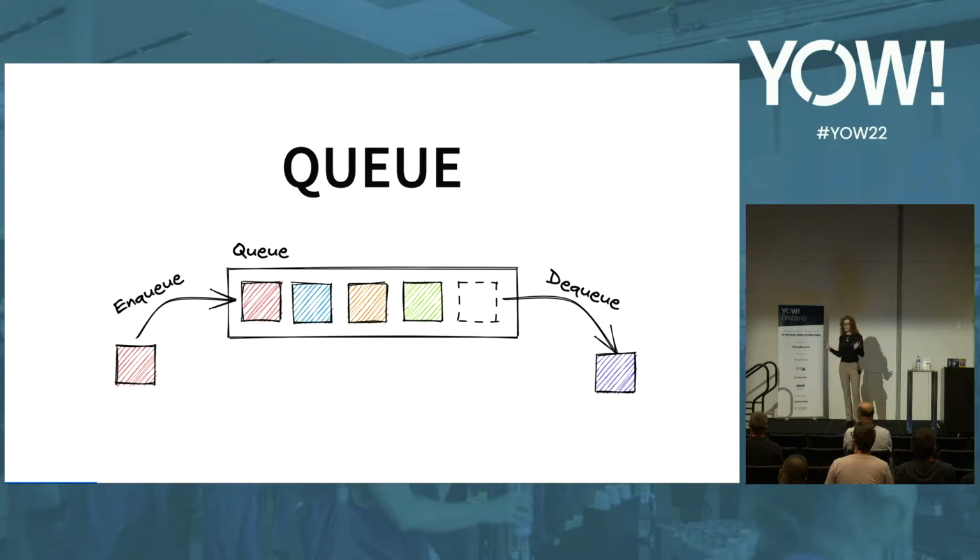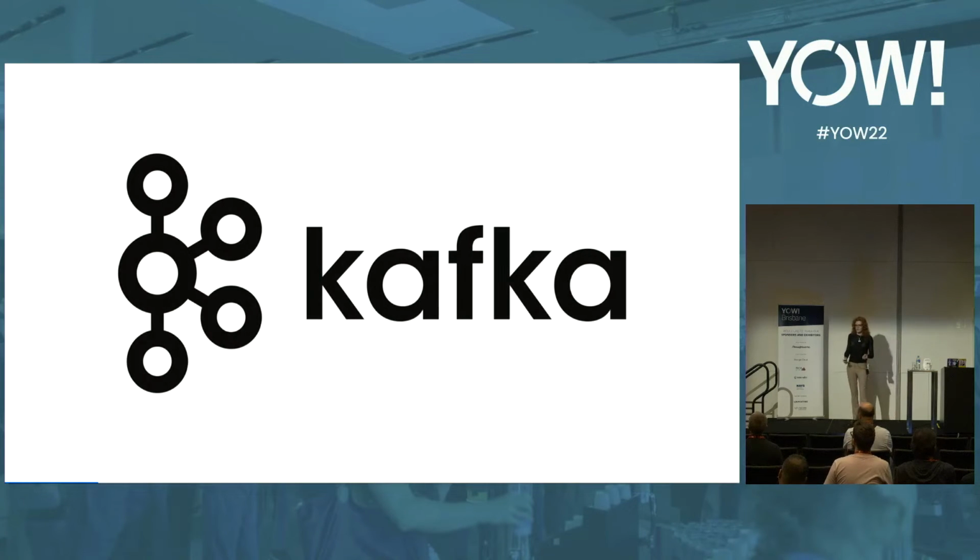But in the real world, we don't use just a queue, right? We use real implementations of the abstract data structure of a queue. In our case, we're using Apache Kafka to queue these updates. This is an event streaming platform. It's very widely used.